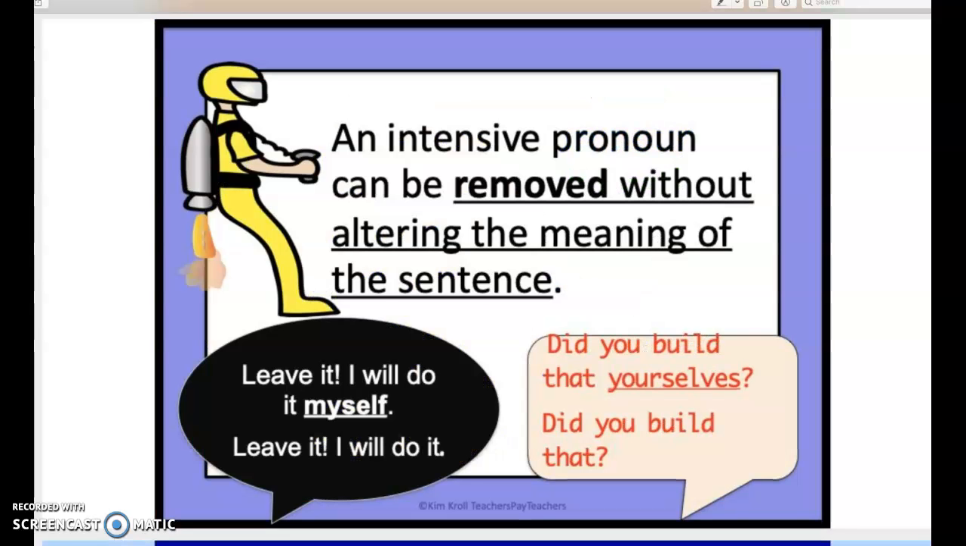An intensive pronoun can be removed without altering or changing the meaning of the sentence. So if we look at the example, leave it, I will do it myself. If we remove the word myself, leave it, I will do it, the meaning of the sentence is still the same. So that tells us that myself is an intensive pronoun. If we look at the next example, did you build that yourselves? If we remove the pronoun yourselves, did you build that? The sentence also still makes sense. So we know that yourselves is an intensive pronoun.